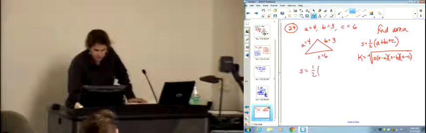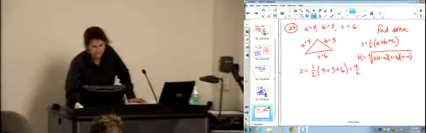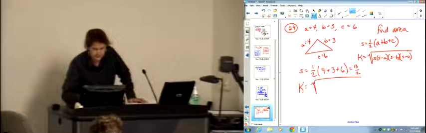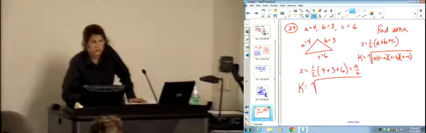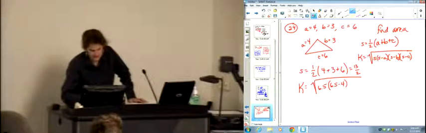5.33. Okay, so S was equal to 1/2 of 4 plus 3 plus 6, 13 halves. So K was then the square root of, I don't know, did you use 13 halves or 6.5? I used 6.5. 6.5, okay. 6.5 minus side A, 6.5 minus side B, and 6.5 minus side C.